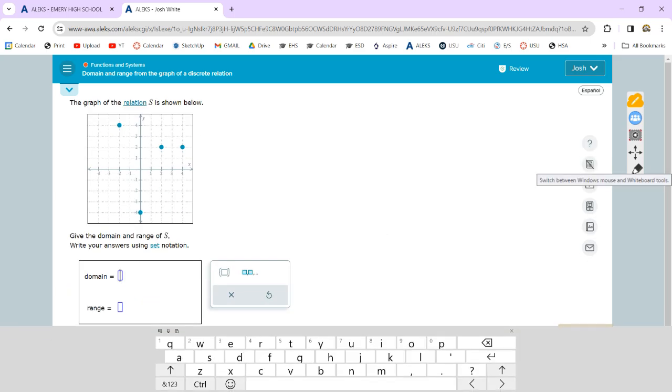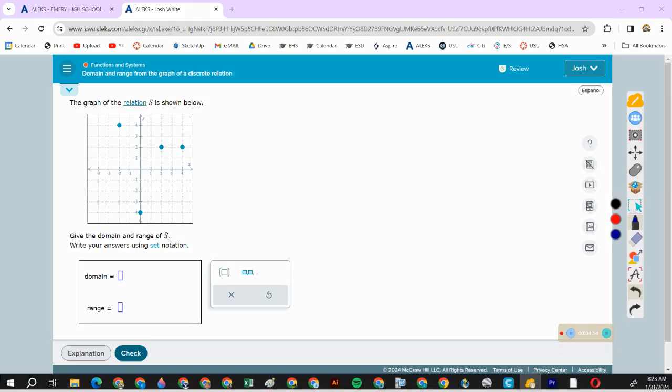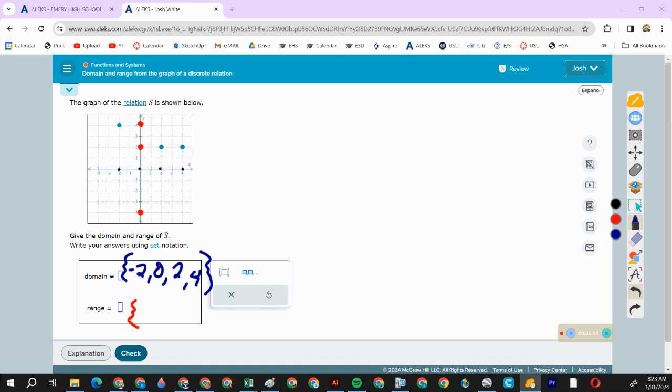Okay, here it just wants the domain and the range. The domain is just going to be all of the x's. So -2, oh, we need the funny brackets. -2, 0, 2, and 4. So I needed the x's. And what is the range? Well, it would be 4, 2, and -4. So 4, 2, and -4.